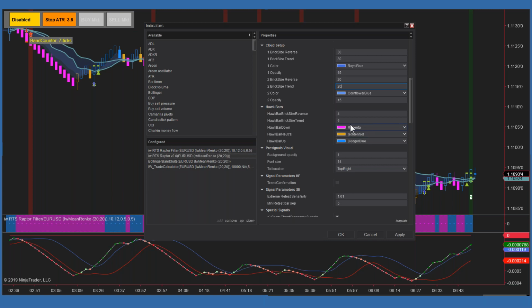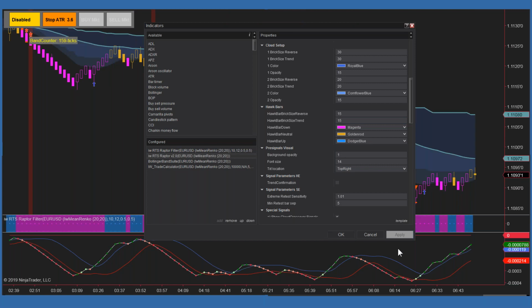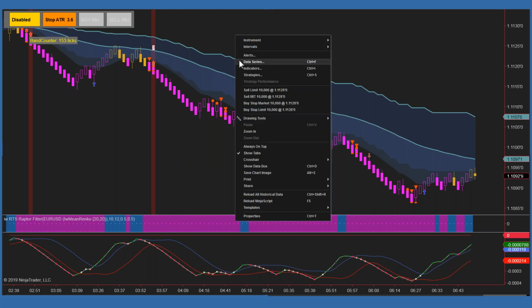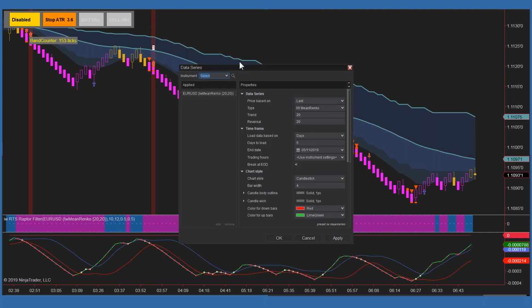And then cloud number three is going to be 3/4. It's going to be 0.75 of my 20 tick brick, so that's going to be 15. Did I change my data series? Yeah, all right.